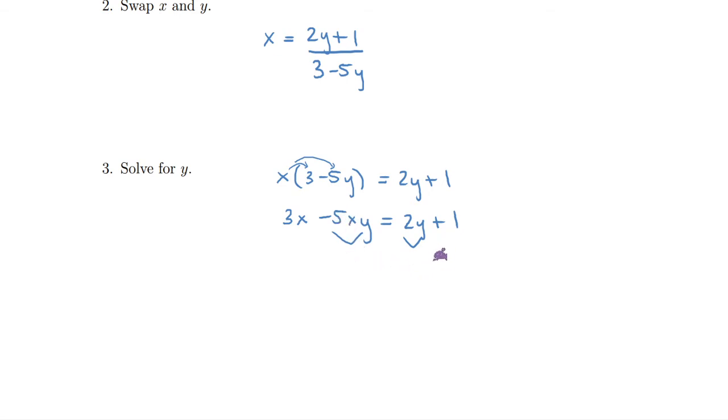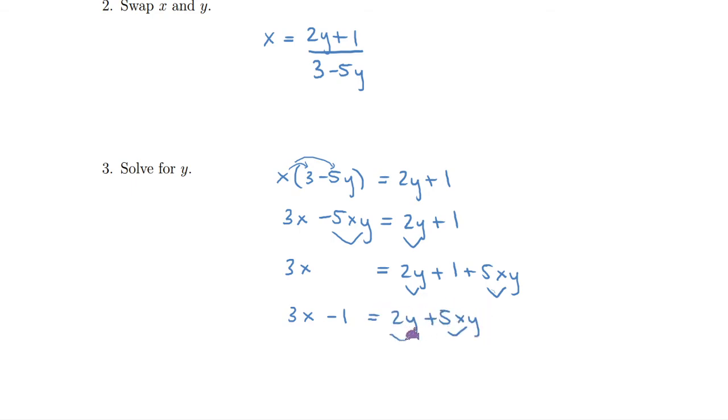So let's just bring this 5xy to the right. So we have 3x equals 2y plus 1, and then we'll add that over, so plus 5xy. We only want to have the terms with the y in it on this side, so we're going to bring this 1 over. So we'll have 3x minus 1 equals 2y plus 5xy.